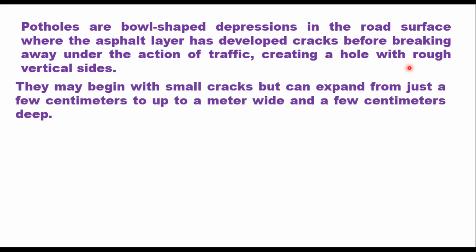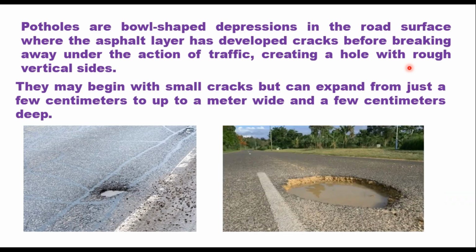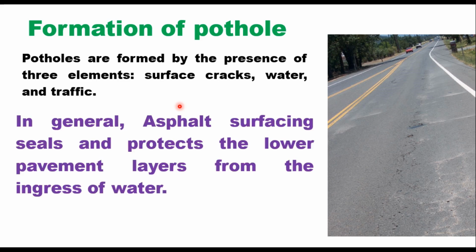They may begin with small cracks but can expand from just a few centimeters to up to a meter wide and a few centimeters deep. Potholes are formed by the presence of three elements: surface crack, water, and traffic. The bituminous surface layer provides not only a safe and durable surface but also seals and protects the lower pavement layers from the ingress of water.